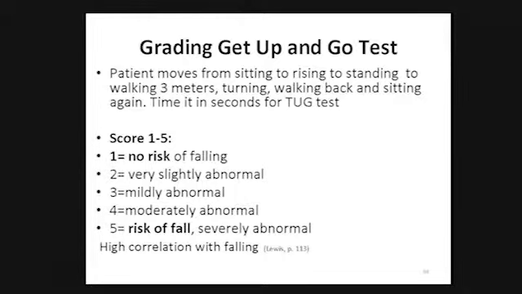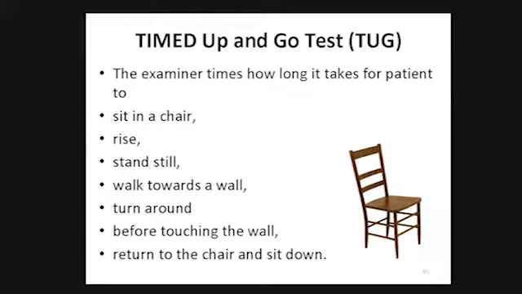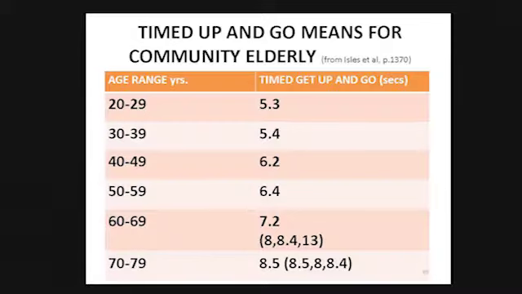Well, somebody came along and said, that's ridiculous. Let's add an objective measure to this that makes sense. Let's time it. Okay, I'm going to clock you while you get up and go from this chair, walk to the wall, turn around, don't touch the wall, turn around, come back, sit down. So the tug, timed up and go. Easy. What do you need? A chair, a stopwatch.